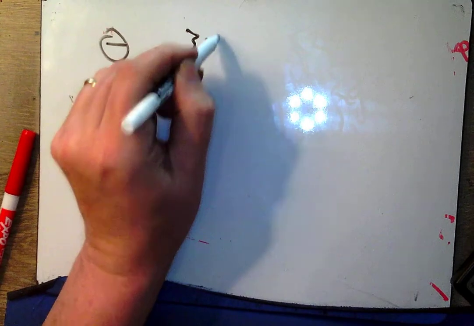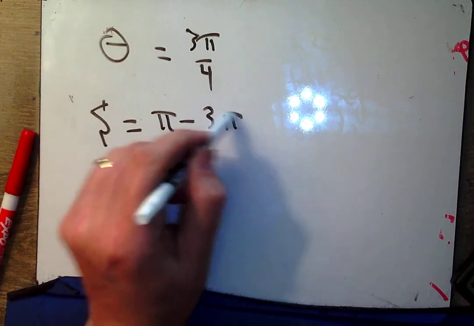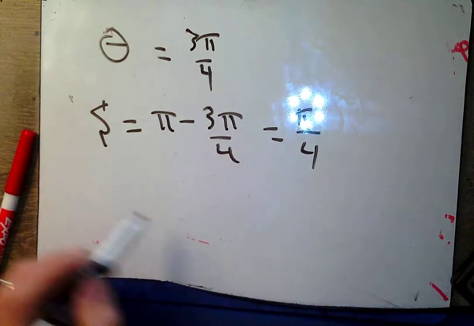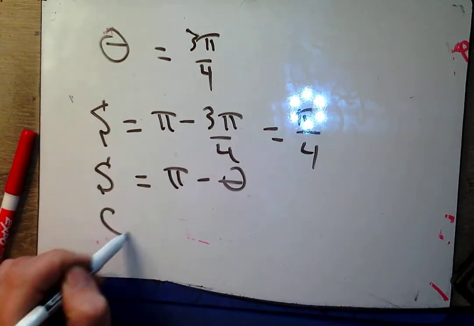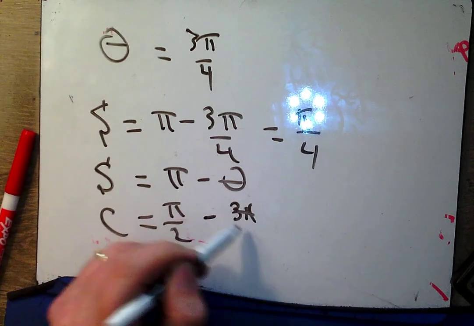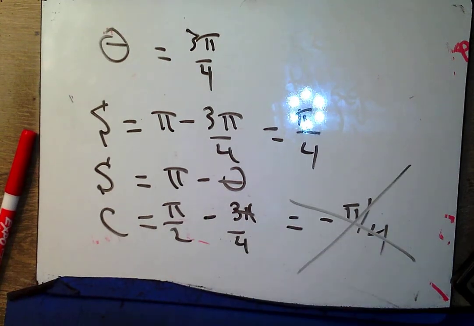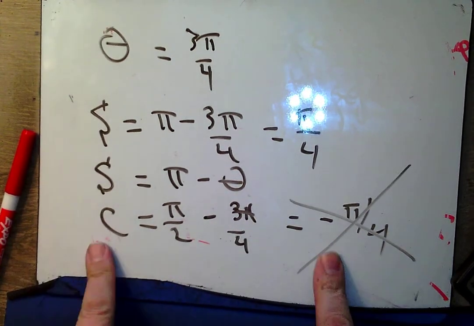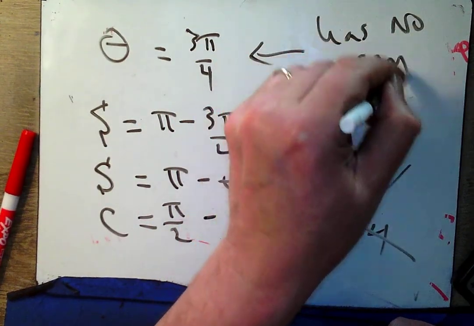So what about that problem I just asked you about, where I gave you theta equals 3 pi over 4? We found that the supplement was pi minus 3 pi over 4, or pi over 4, because we used that formula for supplement, pi minus theta. But when it came to the complement, and we used pi over 2 minus 3 pi over 4, we ended up with negative pi over 4. No. Complements have to be positive. So what do we say? We say this has no complement.